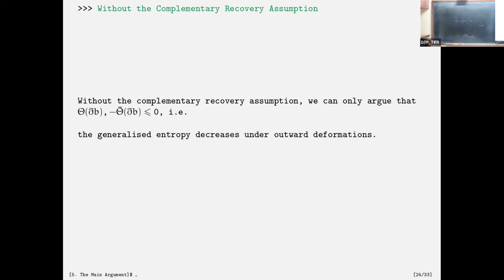Okay. The complementary recovery assumptions are important, and without it, what you get is that you can prove this thing as long as the generalized entropy decreases under outward deformations. Or if it increases under outward deformations, which are some of the counterexamples you guys actually already thought of, then you cannot prove it without complementary recovery.